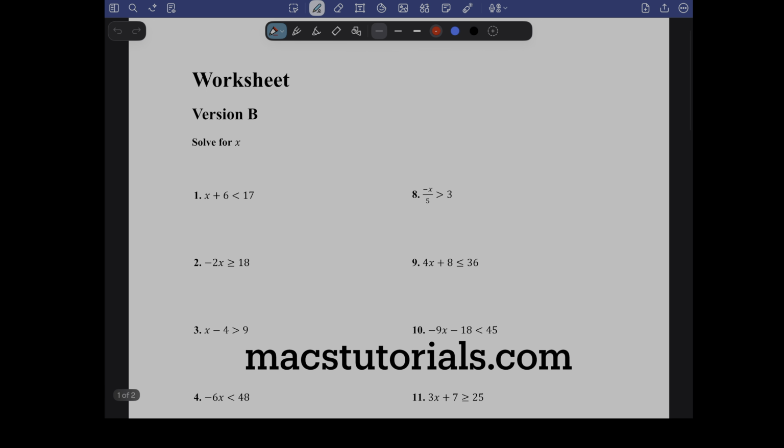Well, hello, everybody. This is Mac, and we are working on our solving inequalities. We've done a whole section where we didn't flip the sign. We did in version A, where we flipped the sign. This is version B. Some will flip the sign, some we won't, which is really what we've been trying to get to.